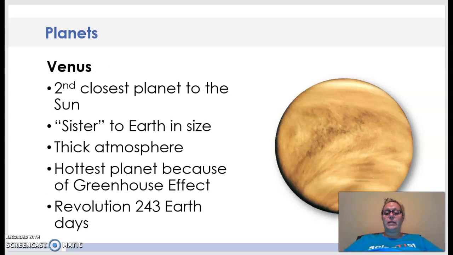Venus. Venus is the second closest planet to the sun. We call it the sister planet to Earth because it is similar in size. And because of its very thick atmosphere, it happens to be the hottest planet in the solar system. And that's because the atmosphere causes a greenhouse effect. It traps in all the heat. And its revolution or orbit around the sun takes 243 Earth days.